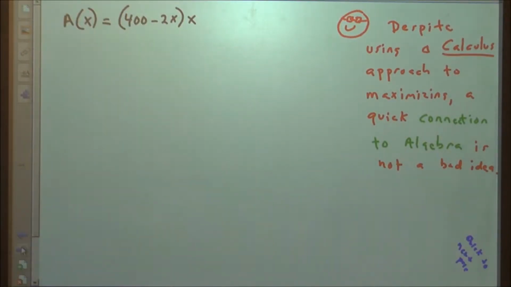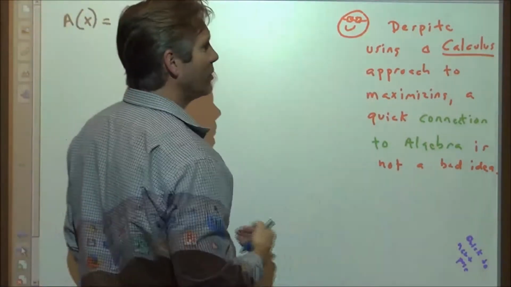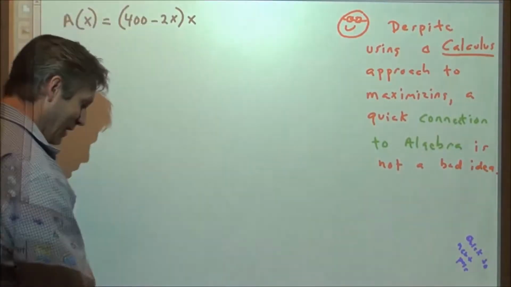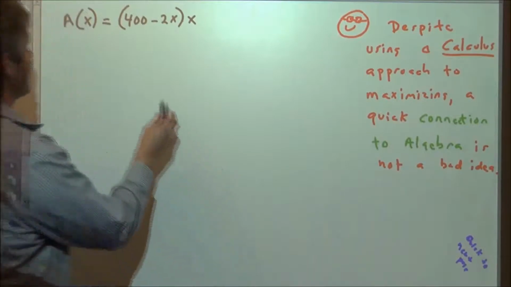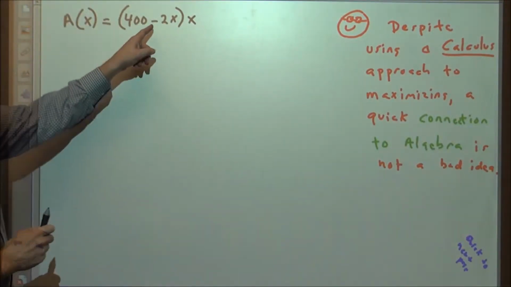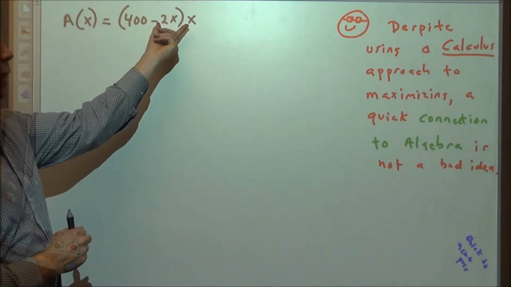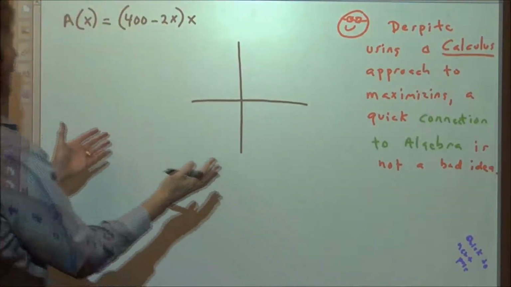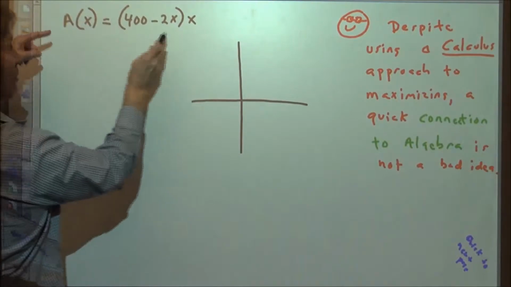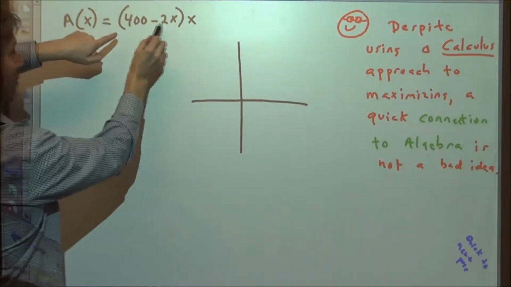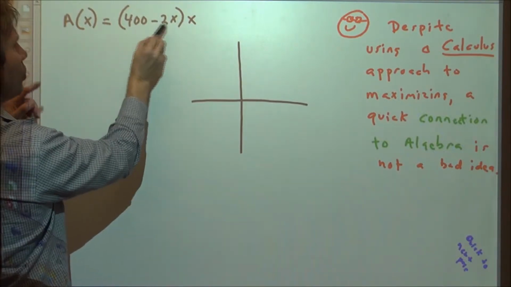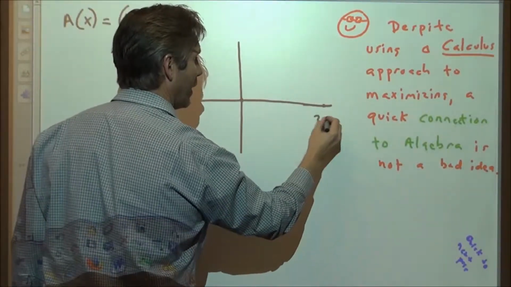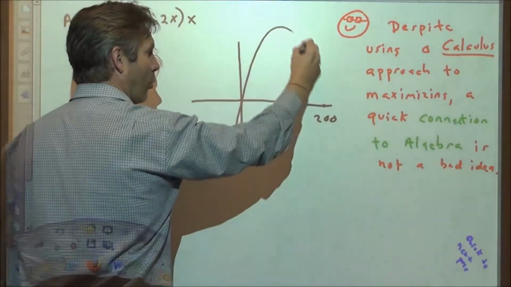Okay, so here is our function, and I would say this. Despite using a calculus approach to maximize, a quick connection to algebra is not a bad idea. If we were going to graph this parabola, if you expanded it out, you'd see that you got a negative 2x squared, leading coefficient negative. So that implies a parabola opening downward, and if you wanted to find where the roots were, set this equal to 0, x would have to be 0, and x would have to be 200 to make this thing 0. So our roots would be at 0 and 200 feet, and it's a parabola opening downward.